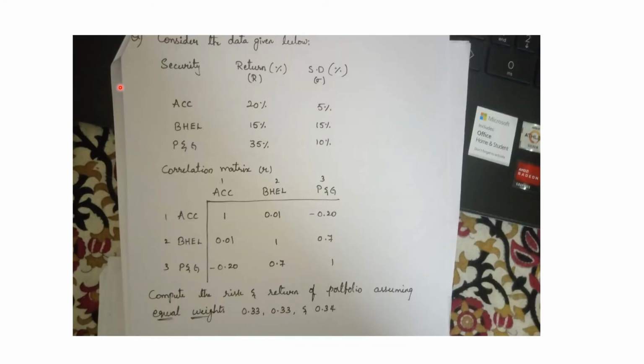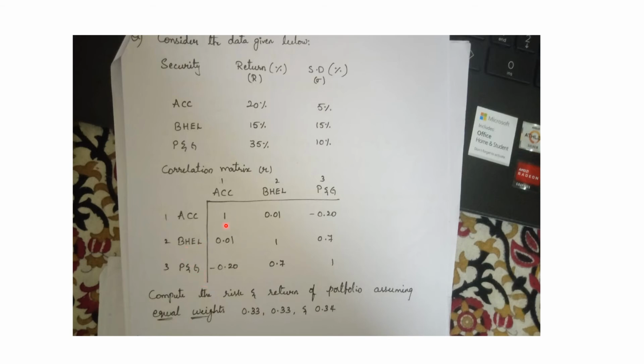Next, coming to the problem. Here consider the data given below. Security is given, return is denoted by R, and risk is denoted by sigma, standard deviation. So here three stocks were given, ACC, BHEL and PNG. The returns and risk values are given in percentages. Here the correlation matrix is denoted by R, and that particular data is also given.